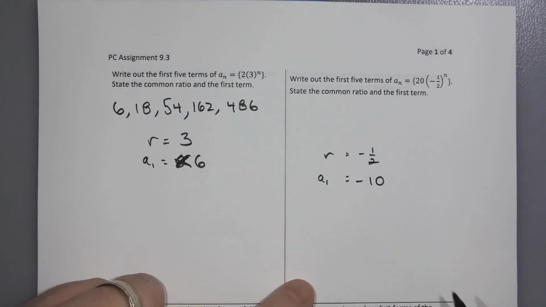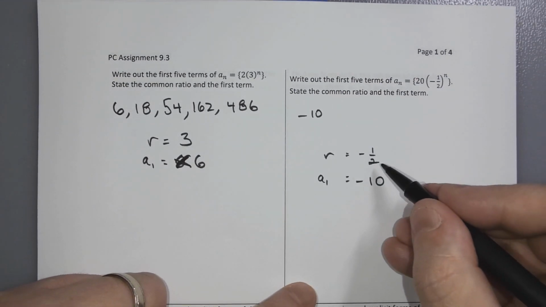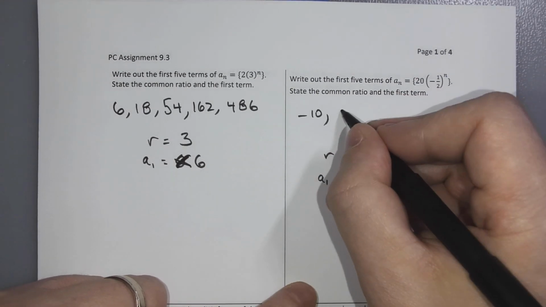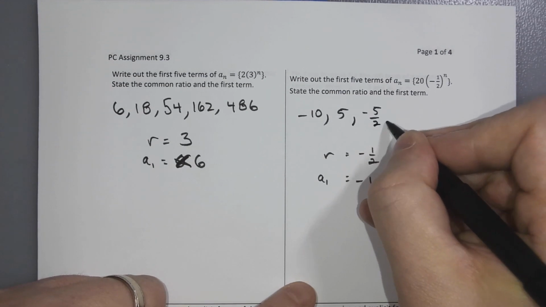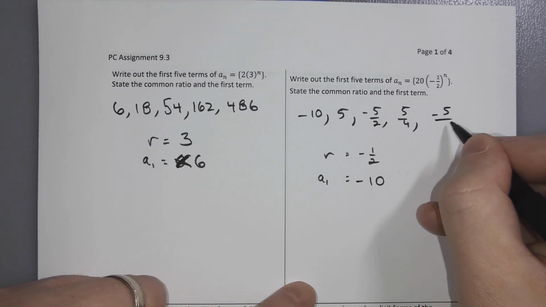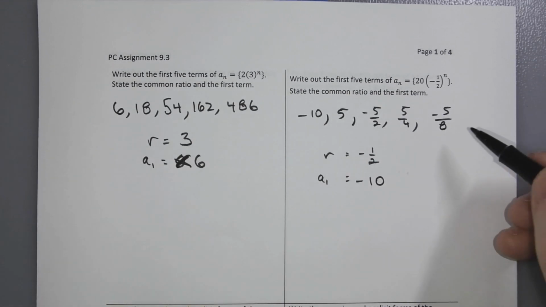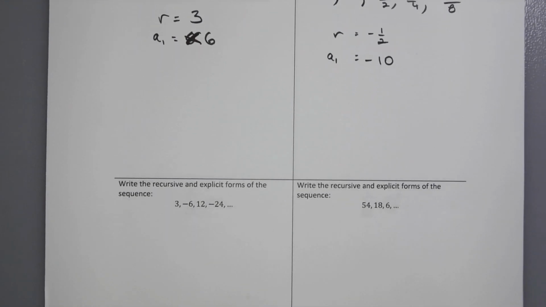So that's what I would do first, because then I can write out my first 5 terms by simply taking a half each time. So half of this, make it the opposite sign, half of this, half of that, and then half of that, -5/8. Let's test it really quickly. If we were to replace n with 5, we'd get a 32 in the bottom, and yeah, that reduces correctly to there.